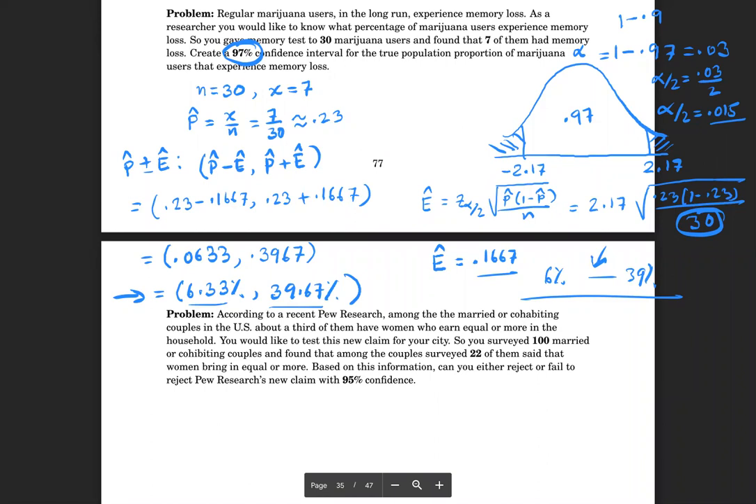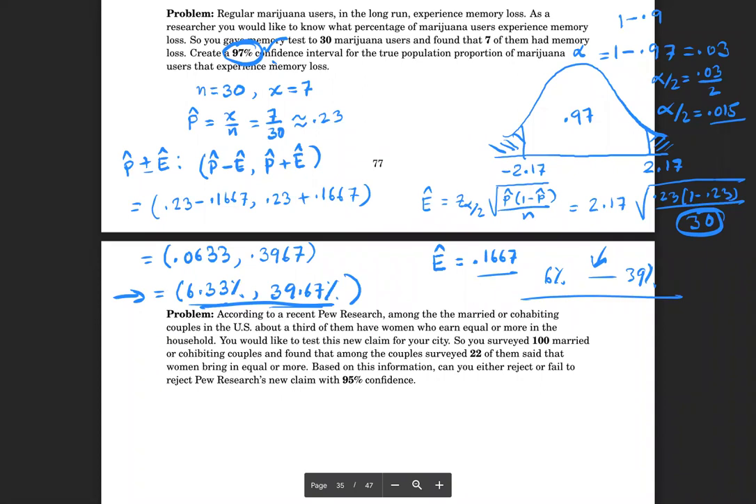Or if you reduce your confidence level, then this is also going to get smaller. But we don't want to reduce the confidence level. We want to have high confidence in the calculation that we are doing. And for that to happen, we need to make sure that our sample size is bigger. So let's say we increase our sample size.